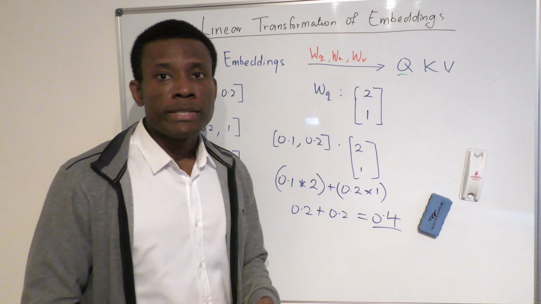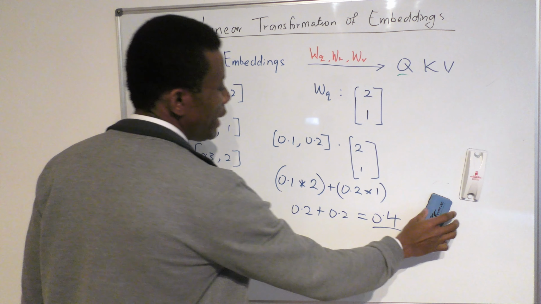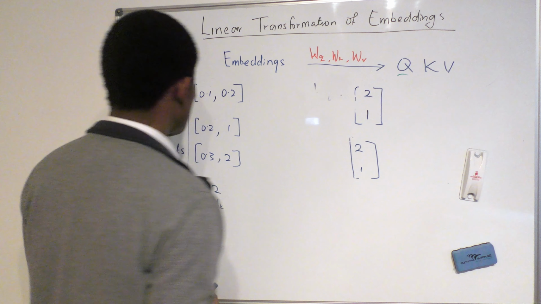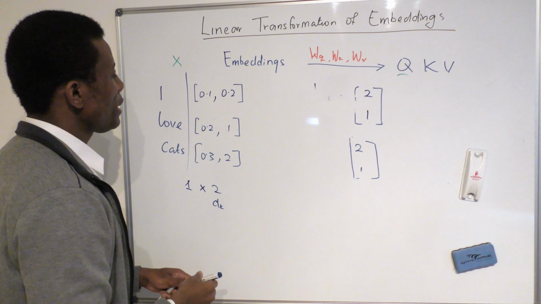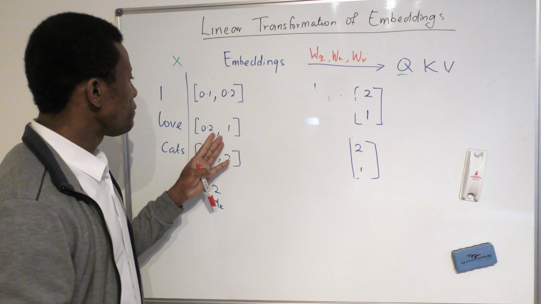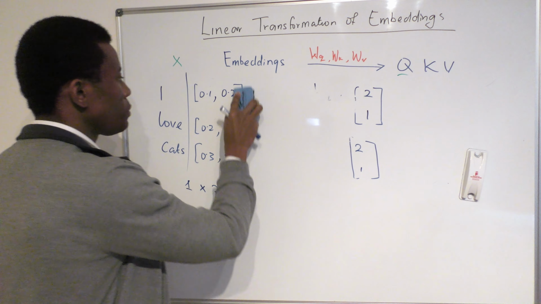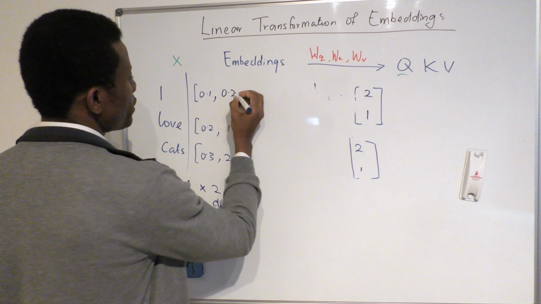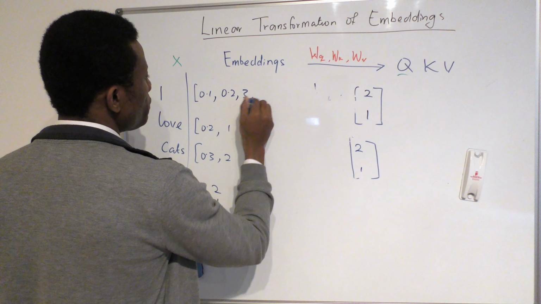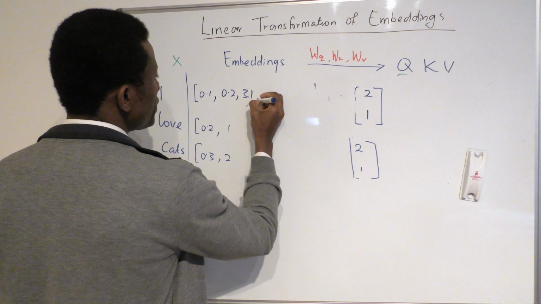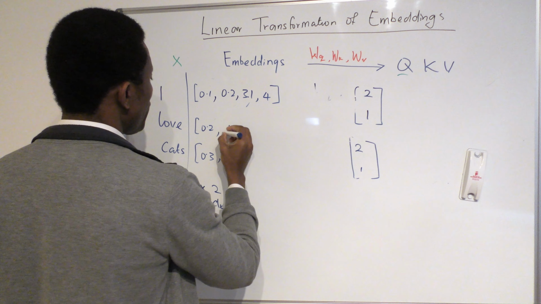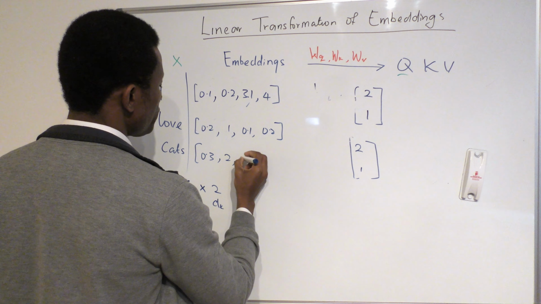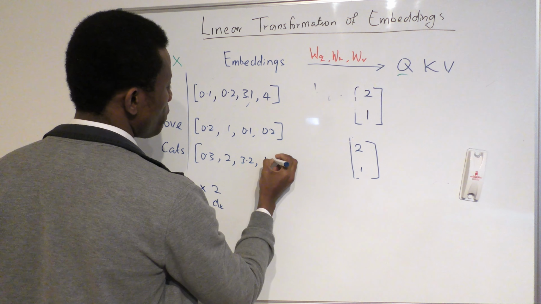Let's make it a little bit more complicated right now. Let's go ahead and increase the dimension of the embeddings by 1 or 2 units. Let's make it 4. So here we have 3.1, and here we have 4. And here we have 2, 1, 0.1, 0.2, and here we have 3.2, and here we have 1.0.